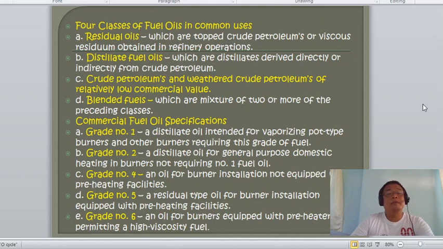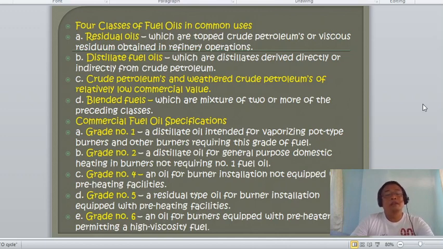Another is blended fuels. Another, we have the commercial fuel oil specification. We have several here: grade 1, grade 2, 4, 5, and 6. Grade 1 is a distillate oil intended for vaporizing pot-type burners and other burners requiring this grade of fuel. Grade 2 is a distillate oil for general purpose domestic heating.